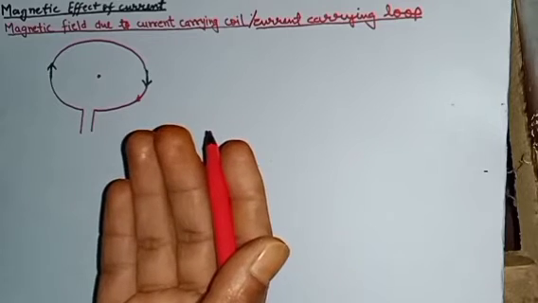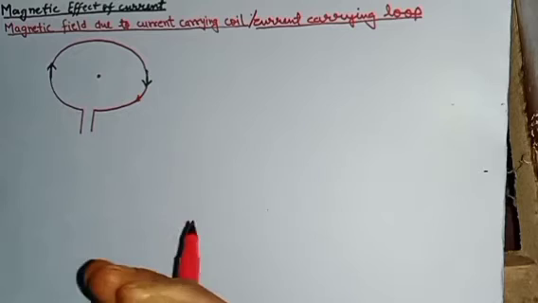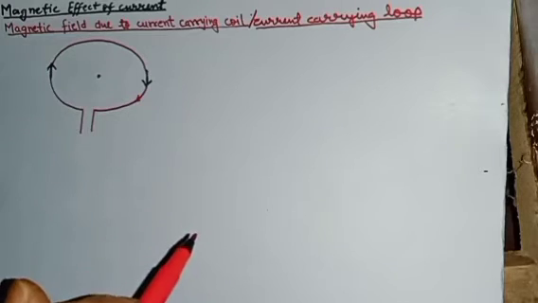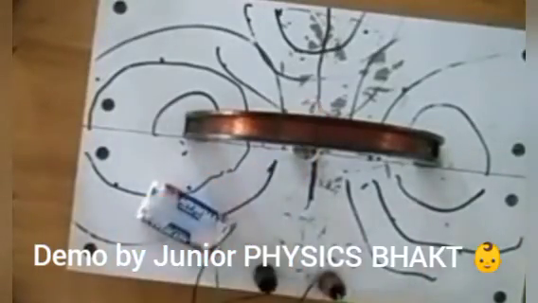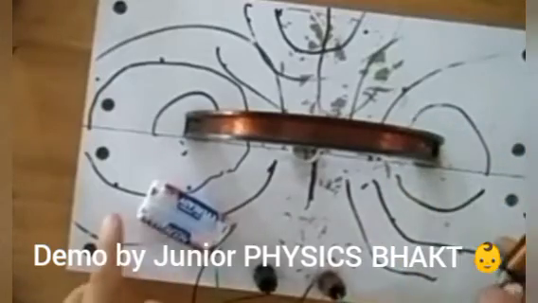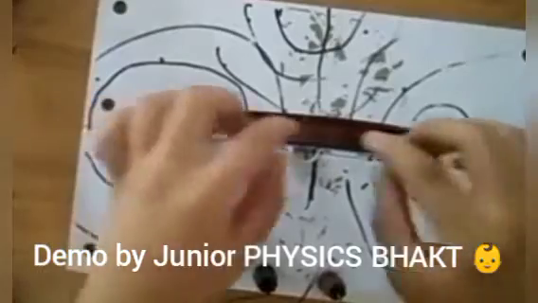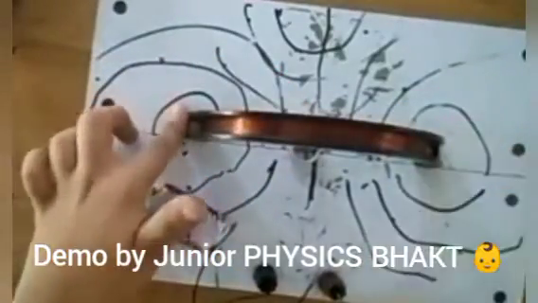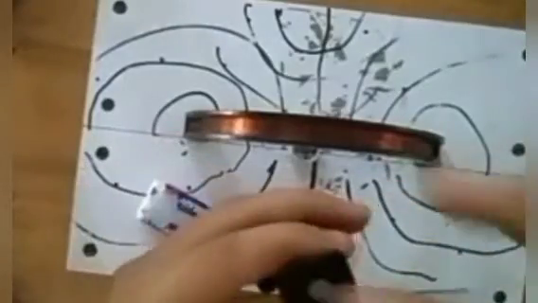But there is a concept of solenoid also. Solenoid also exists. And now, what is the difference between a coil and a solenoid? Well, for that, watch this. So this is a coil and this is a solenoid. The difference between a coil and a solenoid is that a coil has lesser length and greater diameter, whereas a solenoid has larger length and lesser diameter.